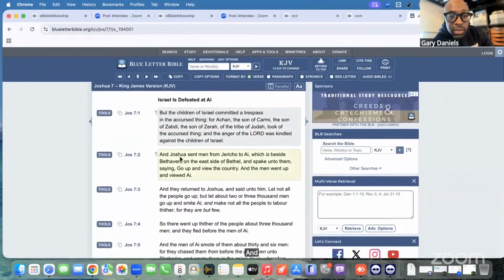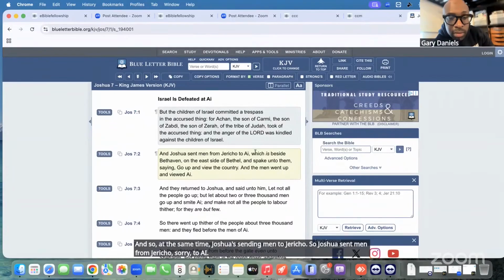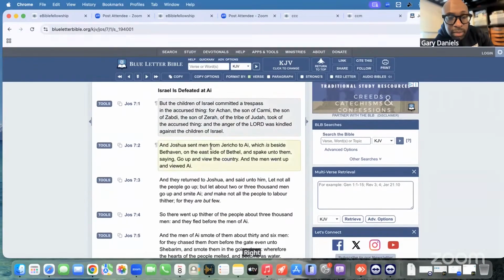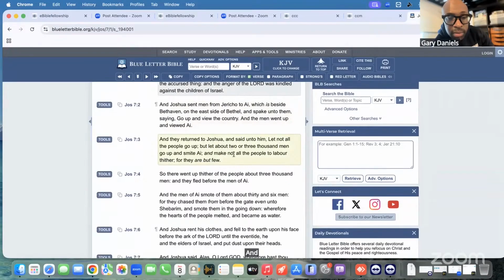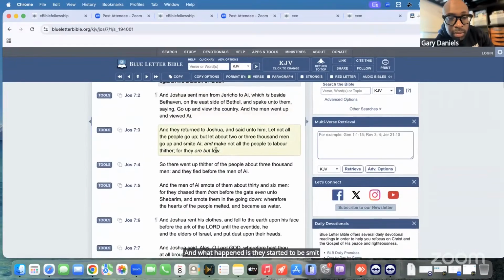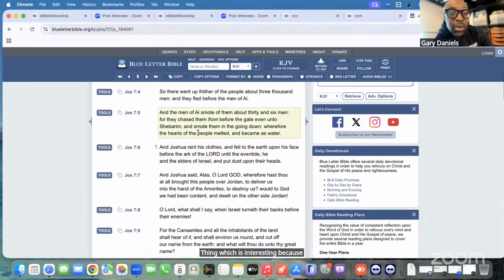And so at the same time, Joshua is sending men from Jericho to Ai to go fight. But he only sent some of the men. And what happened is they started to be smitten before their enemies. Remember that account? Because they took of the accursed thing, which is interesting because in the previous chapter he talked about the whole city being accursed. So this is a link.